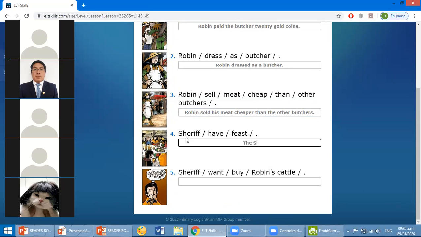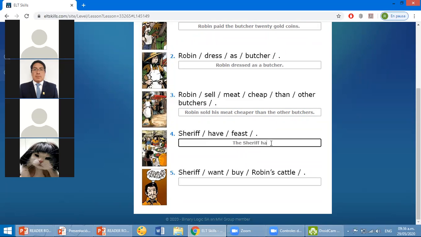The sheriff, okay. What happened with the sheriff? Okay. The sheriff make. What is the past of have? We need to use the past, had. Yeah, had. Had a feast. Very good, my friend. Had a feast. But let's complete this for the butchers, okay? Has a feast for the butchers.